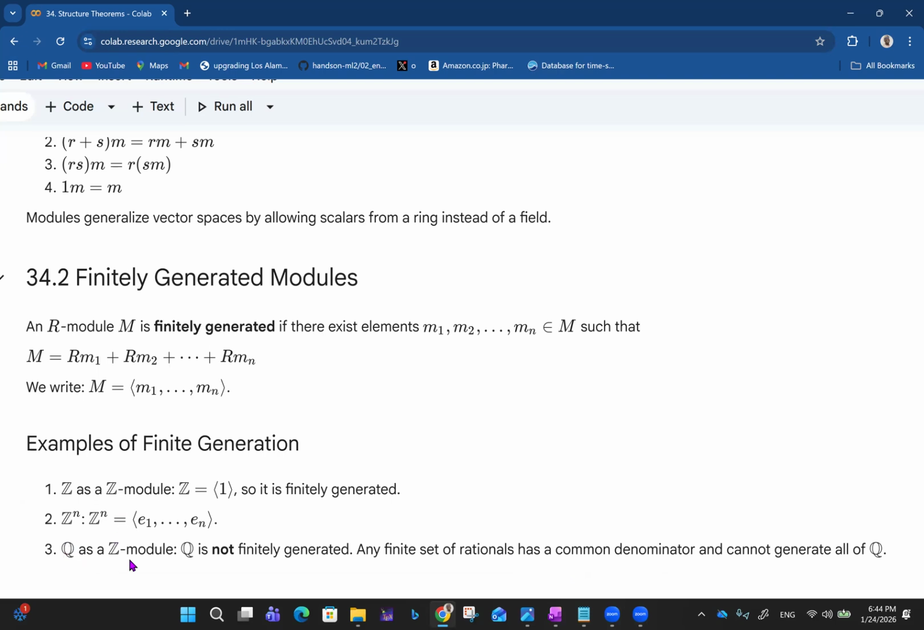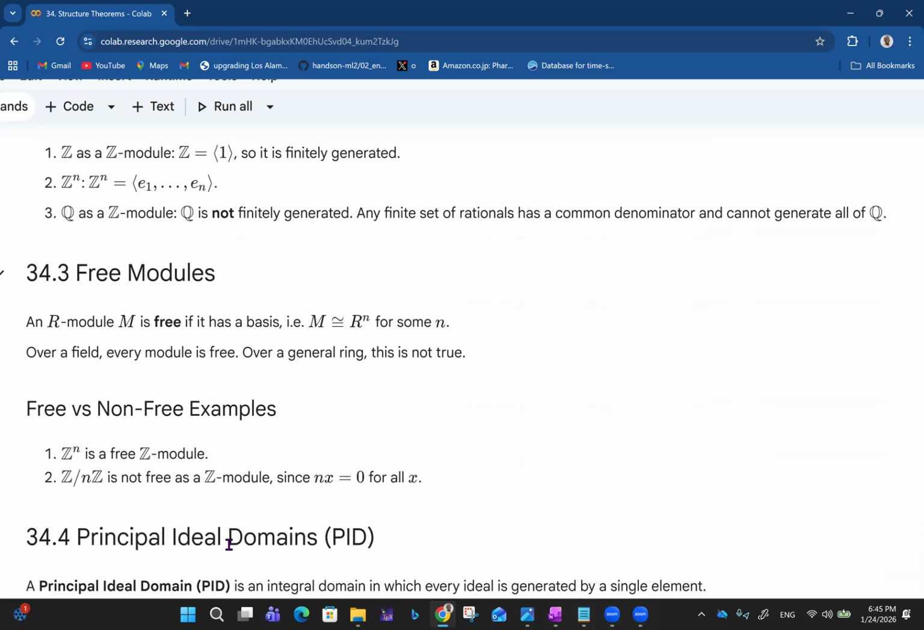Now Q as a Z-module. Q is not finitely generated, because any finite set of rationals has a common denominator and cannot generate all of Q. So in that case, Q doesn't work for finite generation.